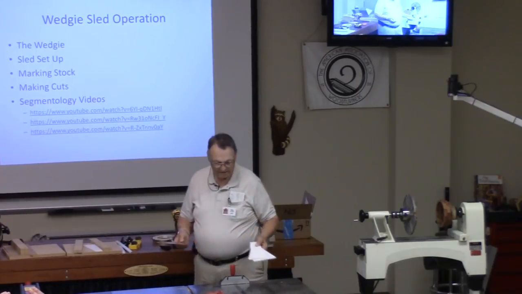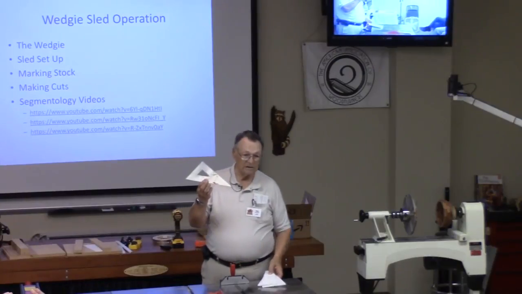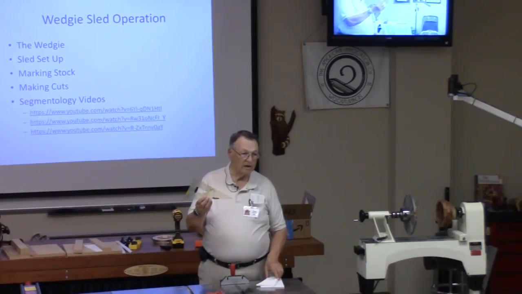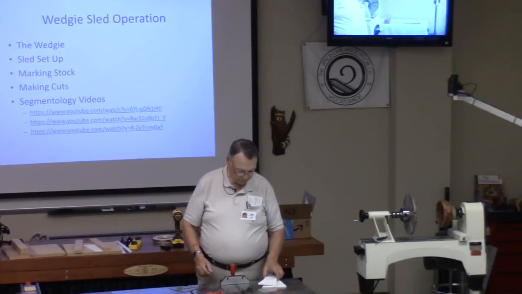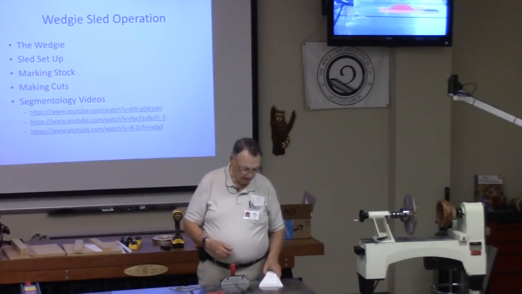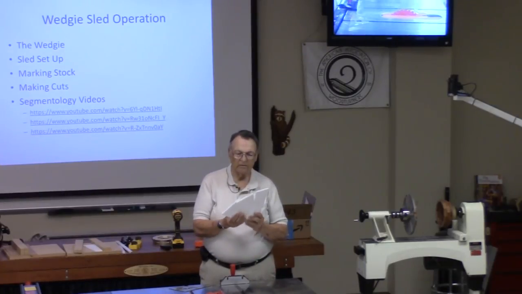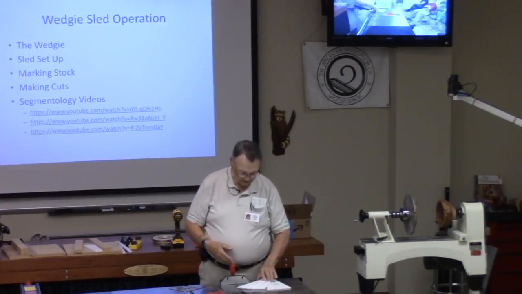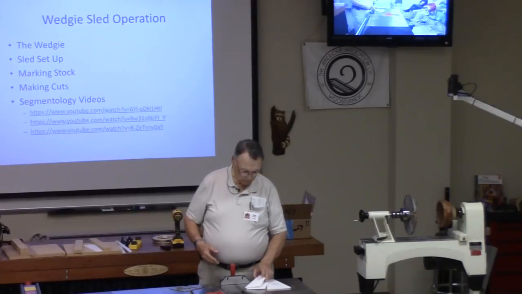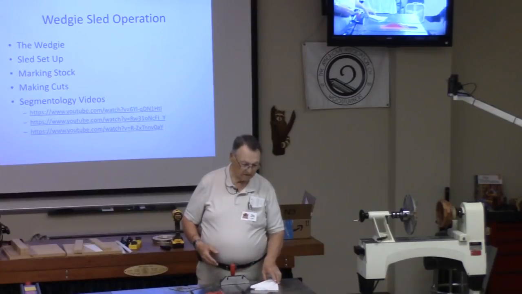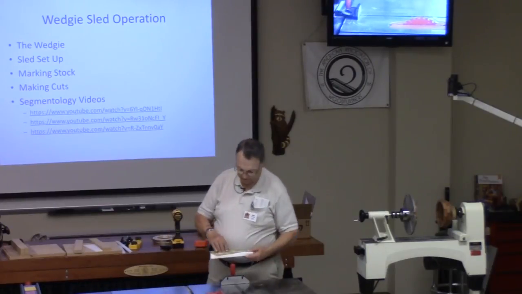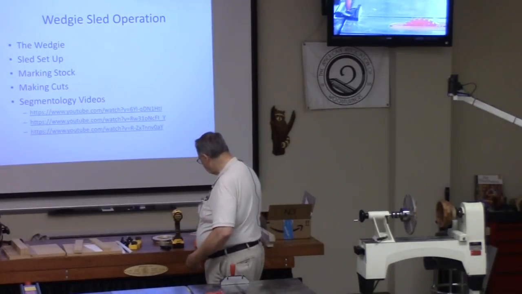Part of the Wedgie sled is built around triangles. That's a standard 30-60-90 triangle. Seg Easy supplies fixed wedges that are precision made. I have here a 16, a 24, and a 32 segment wedge. And we'll see how those work in a little while.